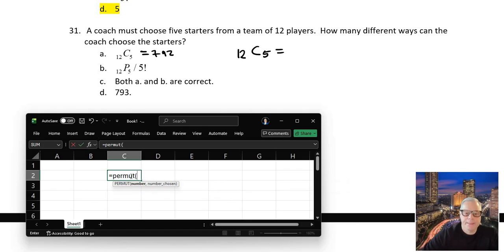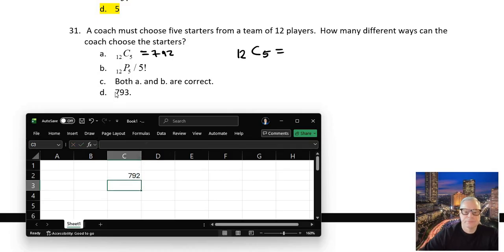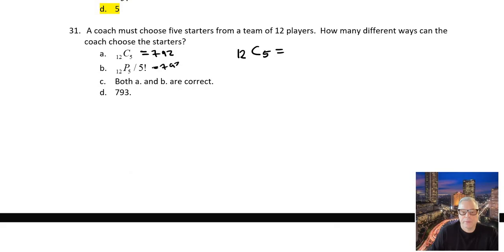Permutations from 12, choose ordered combinations, always 5. Okay, but I forgot to divide over factorial 5, so divide, and the command in Excel for factorial is FACT of 5. Okay, so that is also 792. So both A and B are correct because 793 is wrong.